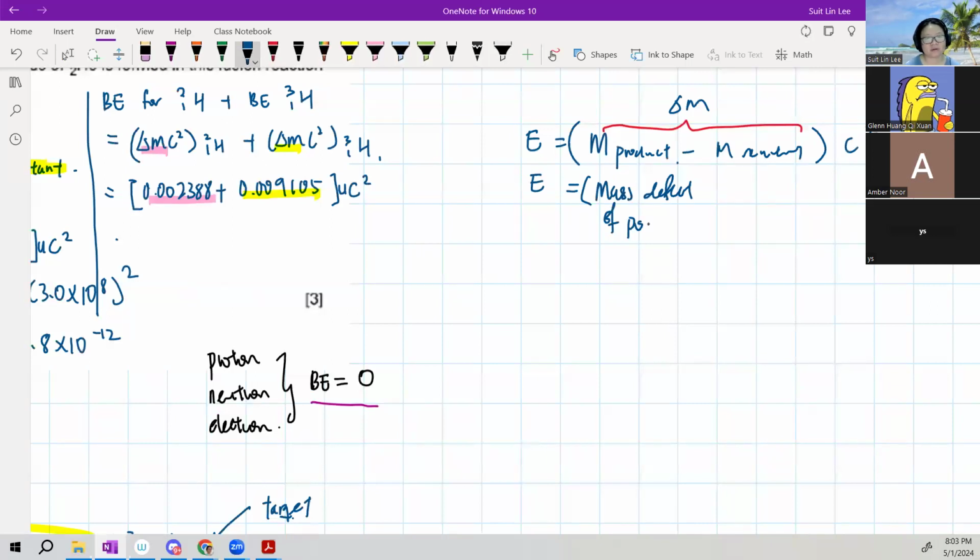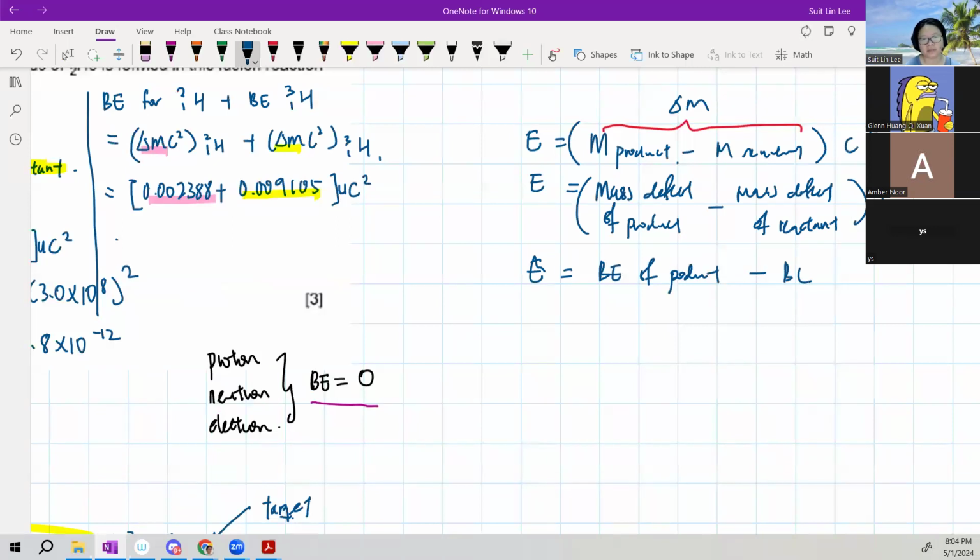Mass defect of product minus mass defect of reactant, times c squared. If there's a u, then you have to convert the u away. It can also be the binding energy of product minus the binding energy of reactant.